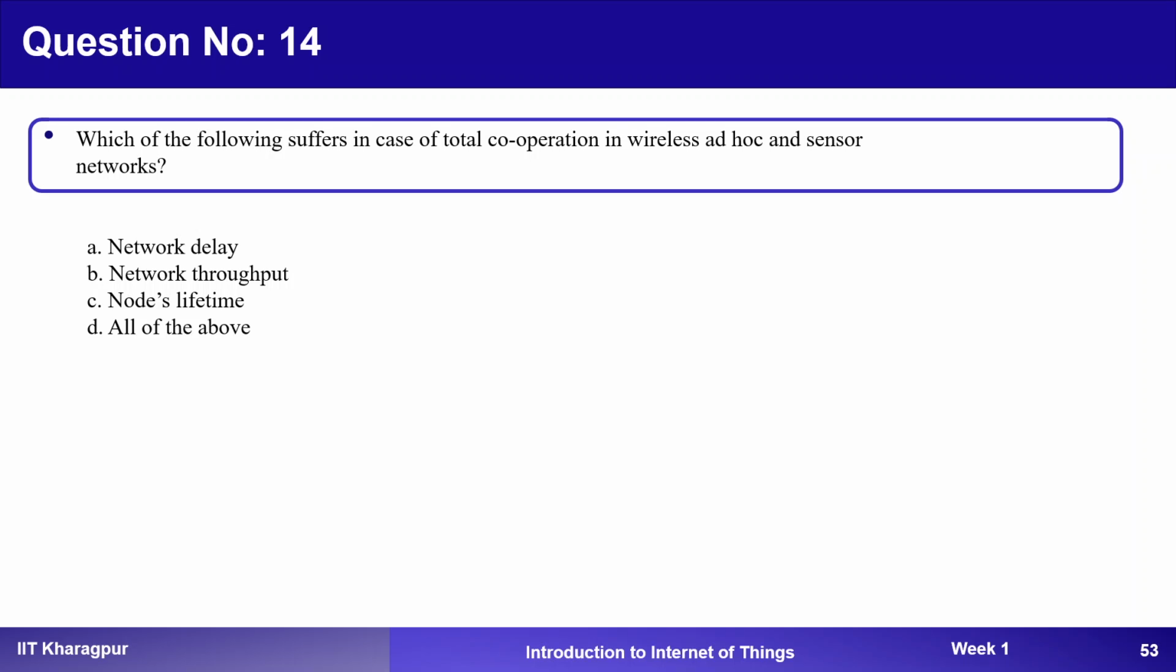Question number 14. Which of the following suffers in case of total cooperation in wireless ad hoc and sensor networks? First one is network delay. Second one is network throughput. Third one is node lifetime. And fourth one is all of the above. Anyone? This is the clear statement which sir has given in his lecture.